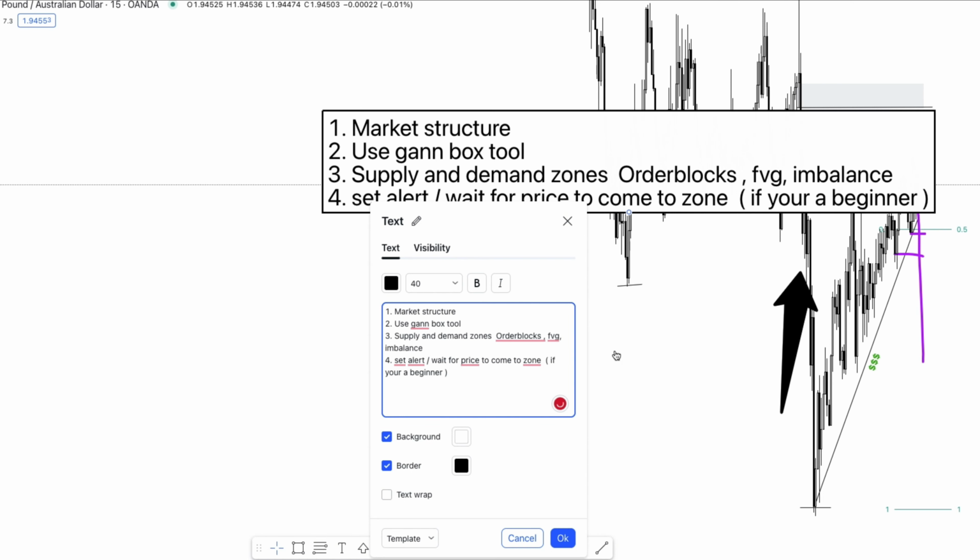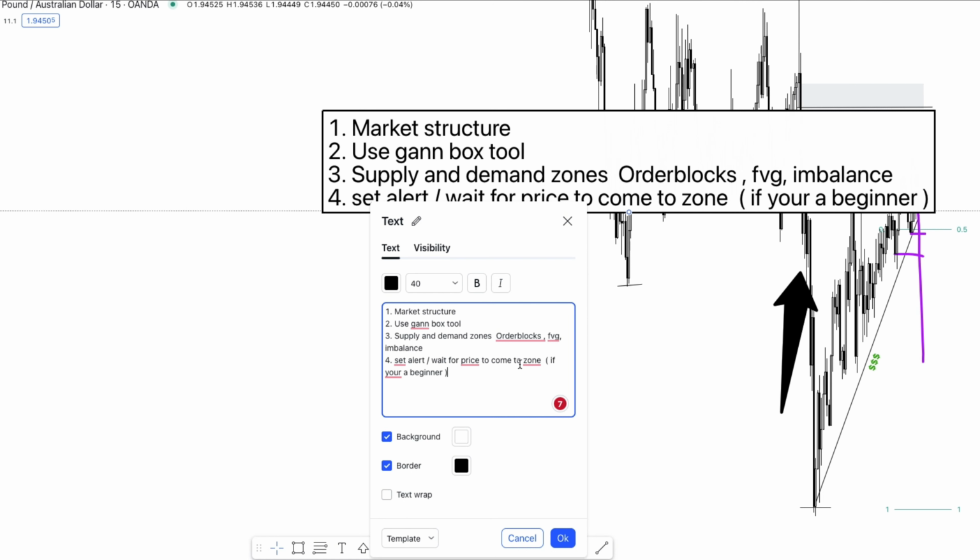If you're not a beginner, you can take trades right off the zones. But if you're a beginner, set an alert and wait for price to come to the zone. You're setting an alert whether you're a beginner or not, but if you aren't a beginner, you're going to wait for it to enter a trade after it reacts and breaks two pieces of structure.